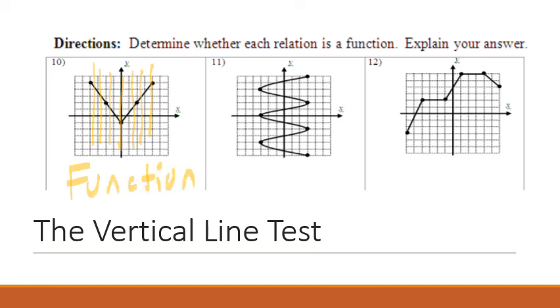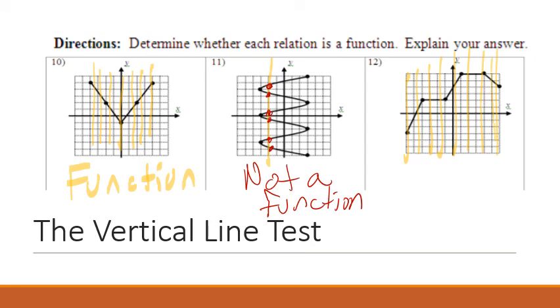In number 11, if I draw a vertical line right there, it touches it here, here, here, here, here, and here. That vertical line touches my graph more than one time. So this is not a function. It's just a relation. In number 10, it's a relation that is a function. And then number 12, going back, once again, if I draw my vertical lines, any vertical line will only touch this graph one time and one time only. So number 12 is a graph of a function.